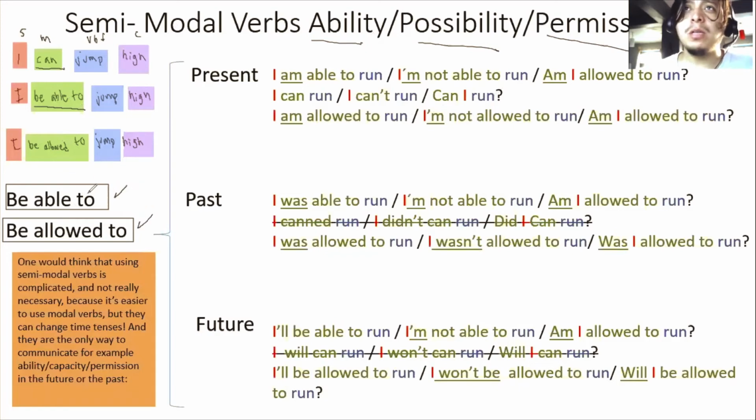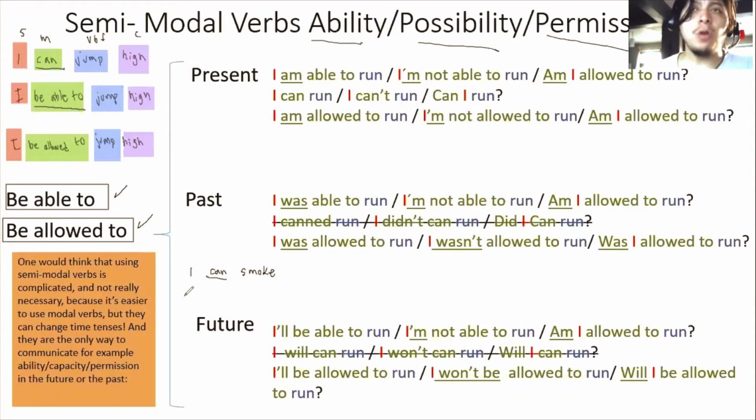Be able to means capacity. For example, you can say, I can smoke. When you say I can smoke, it means that you have the ability to smoke. What do you need to smoke? Well, you need your mouth, you need a cigarette, and you need a lighter or matches, you need fire, and that's it. If you say I can smoke, it's because you have the ability to smoke.